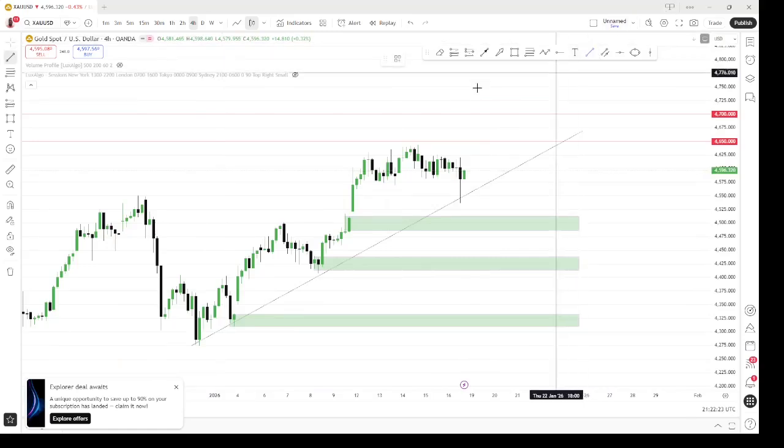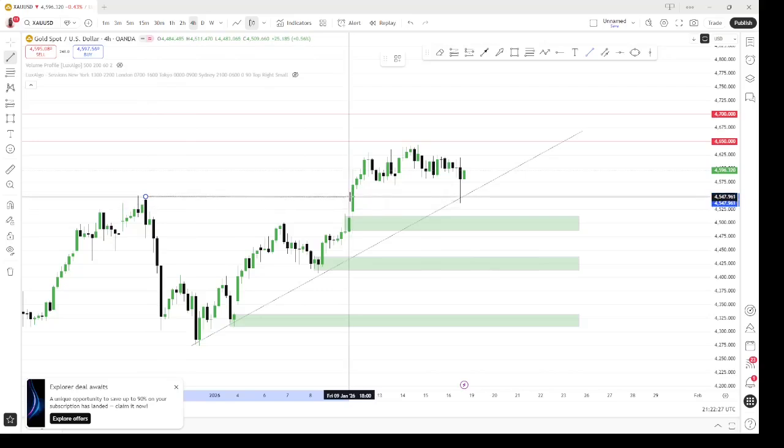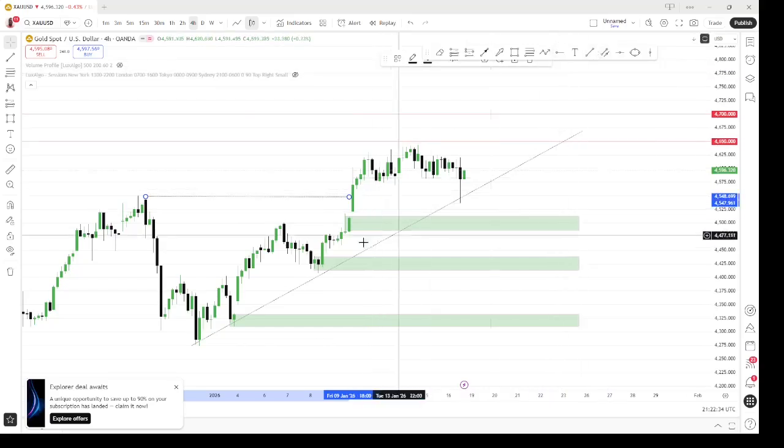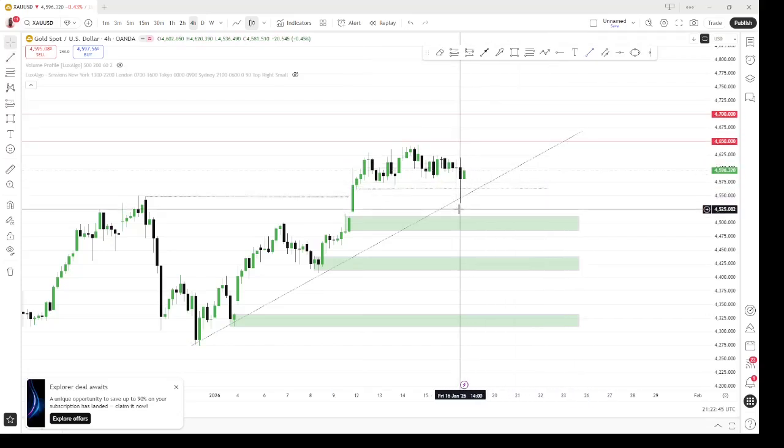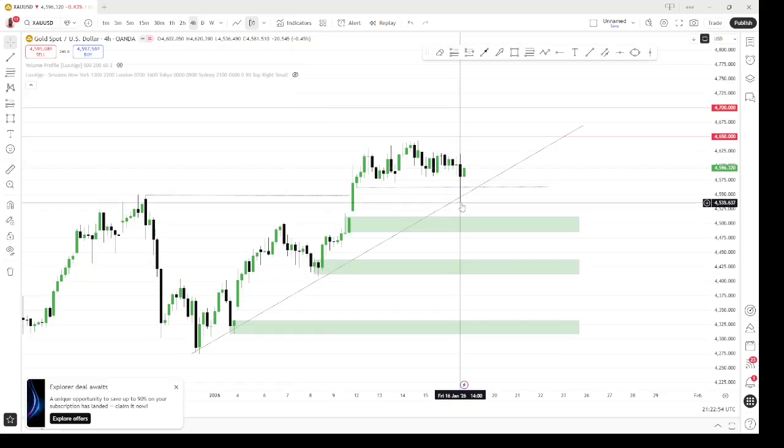You can see we had a break of structure here. Price broke the structure first, and after that, when it broke the structure, we went into consolidation. After consolidation, we tried breaking this and we entered back into the consolidation zone again. So I have this zone set up as a trap.